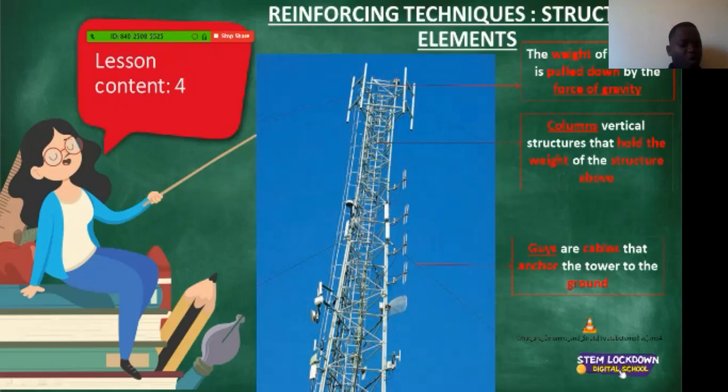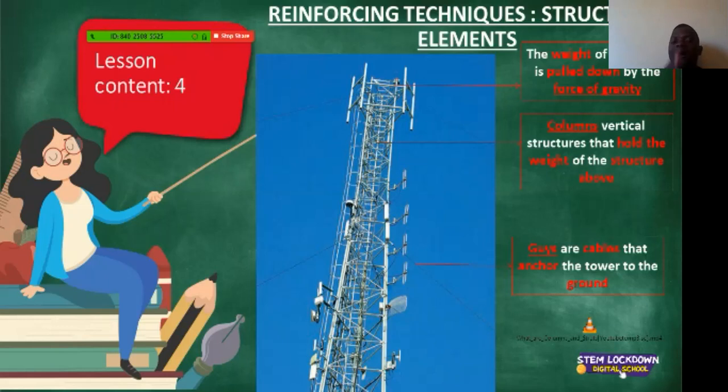And then we've got what we call guys. What are guys, ladies and gentlemen? Guys are the cables on the sides of cell phone towers. Let me emphasize this: there are cell phone towers that do not have guys. Why is that? Because their bases are usually wide. What is the base? The bottom of the cell phone tower itself. And if the base is wide, it means the cell phone tower is stable.